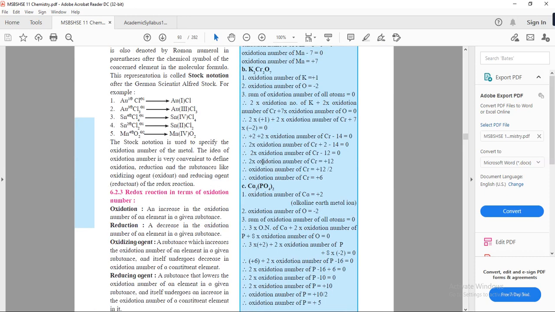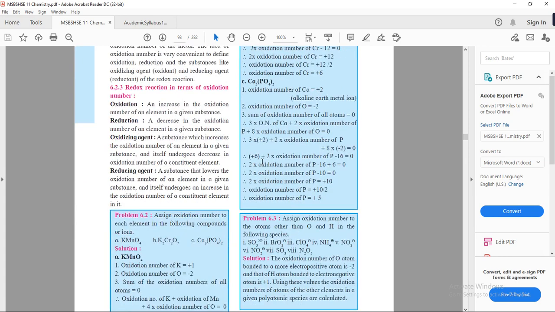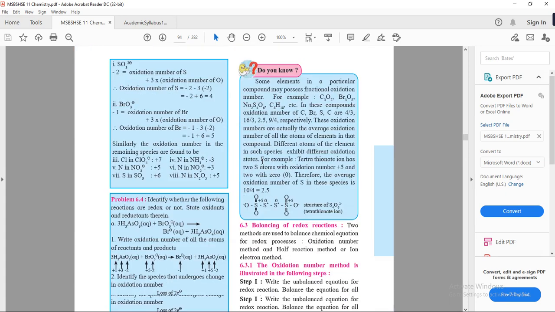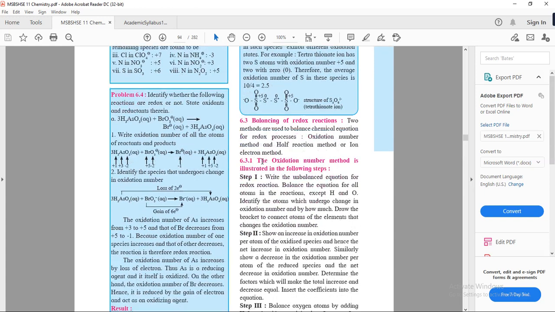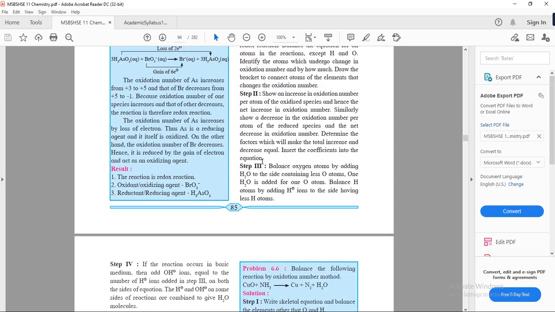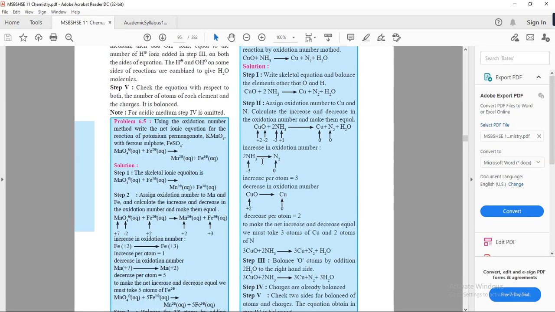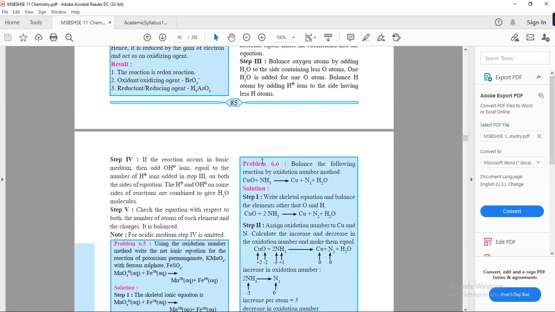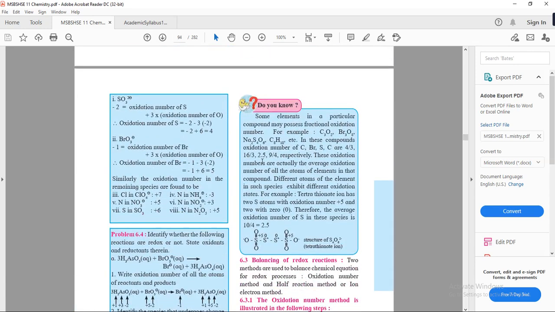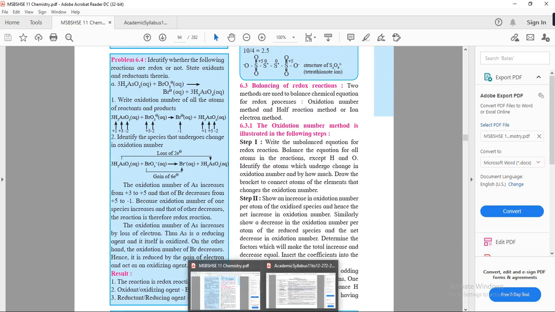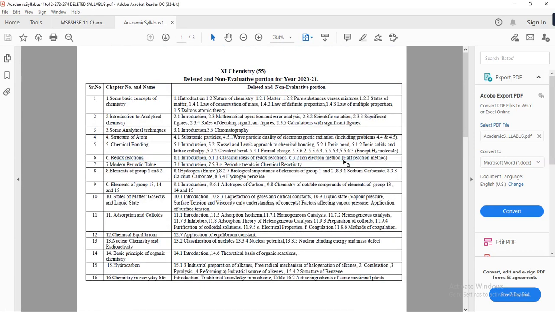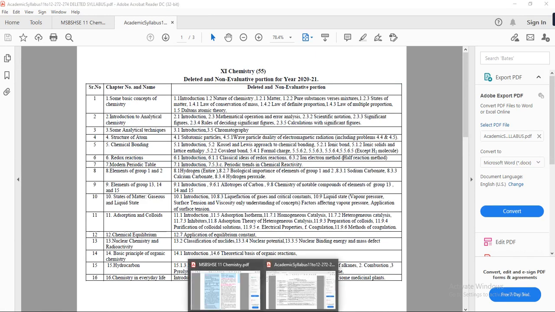Yes, and there are two methods for what? Balancing the reaction, after calculation of oxidation number. Okay, the first step is calculation of oxidation number and balancing the redox reaction, the oxidation reduction reaction. So this is a very easy topic, and the last part, that is the ion electron method, is deleted from your syllabus. So you have to study only one method for balancing of reactions.